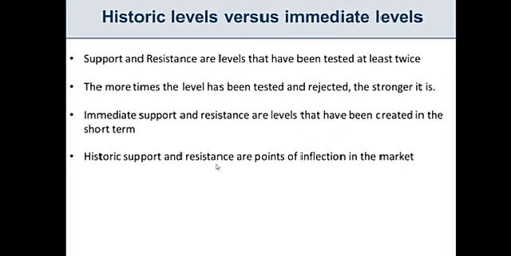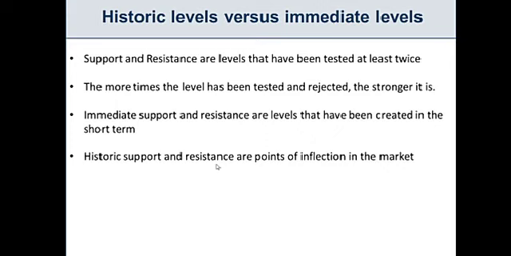Now this is where all the difference comes into play. Immediate support and resistance are levels that can or cannot be broken easily, and historic support and resistance are levels that price already tested countless times in the past. These levels are found on the 4-hour, daily, and weekly chart.